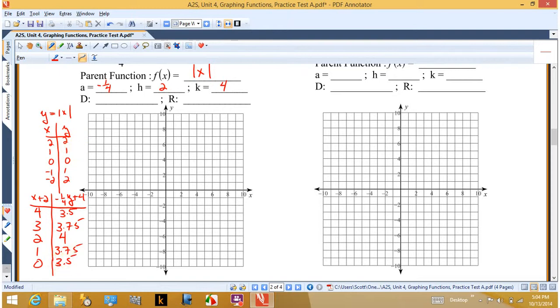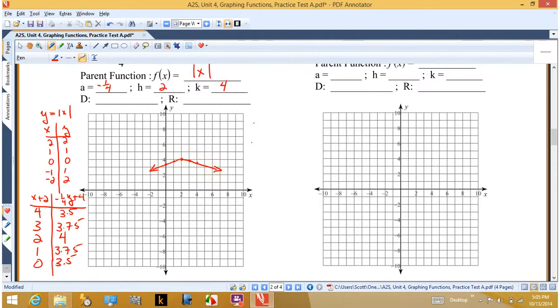So now this is my shifted graph, and let's go ahead and plot it. 4, 3.5. 3, 3.75. Well, this is not going to be very easy to graph. And 2, 4. Now then, I got 1, 3.75, and lastly 0, 3.5. So I didn't pick a very good scale. That's what that's going to look like.